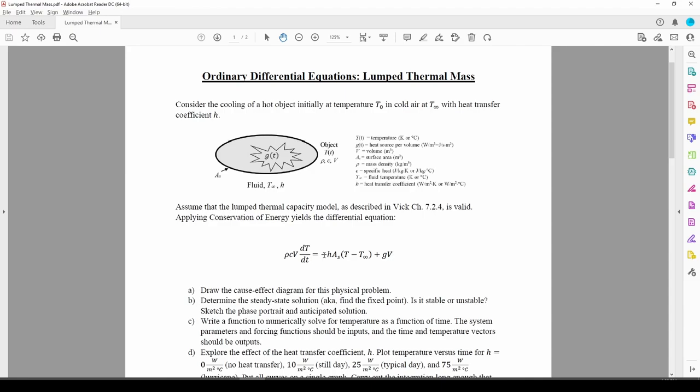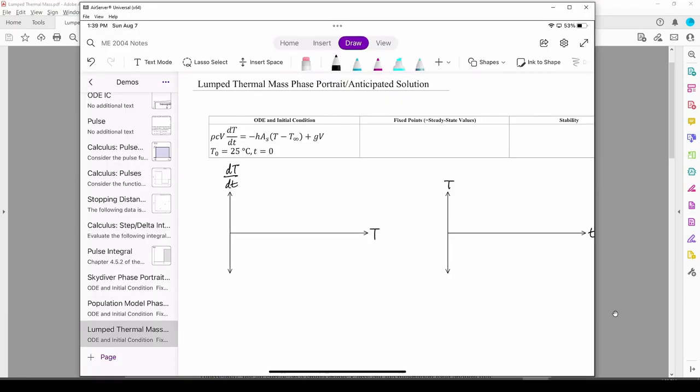Let's go ahead and sketch the phase portrait and anticipated solution. Here we have the ODE, initial condition, and axes for our phase portrait and anticipated solution. To sketch the phase portrait, we first need to find the fixed points. We do so by setting the derivative equal to 0 and solving for T.